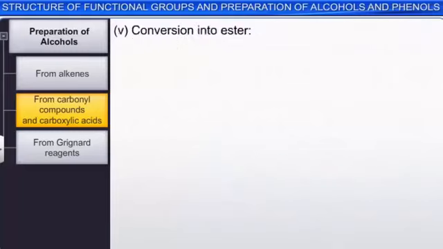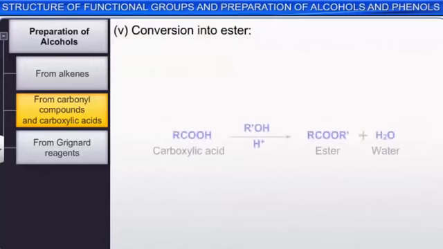Since carboxylic acids are so difficult to reduce directly, a fifth synthetic route is used in industrial settings. The carboxylic acid is converted into an ester, which is then reduced. The first step of this process converts the carboxylic acid into an ester. The carboxylic acid is reacted with an alcohol to form an ester molecule and water.